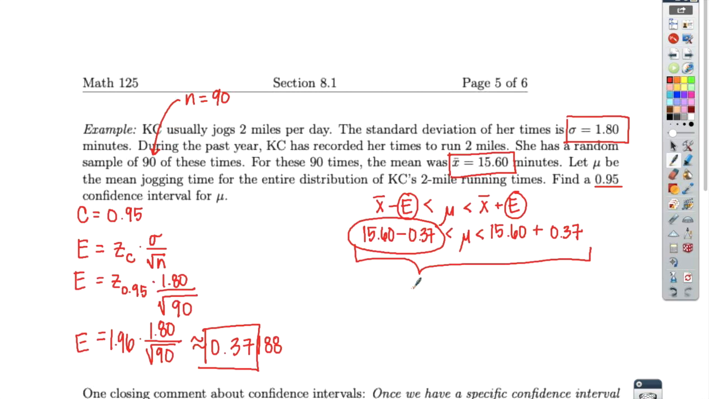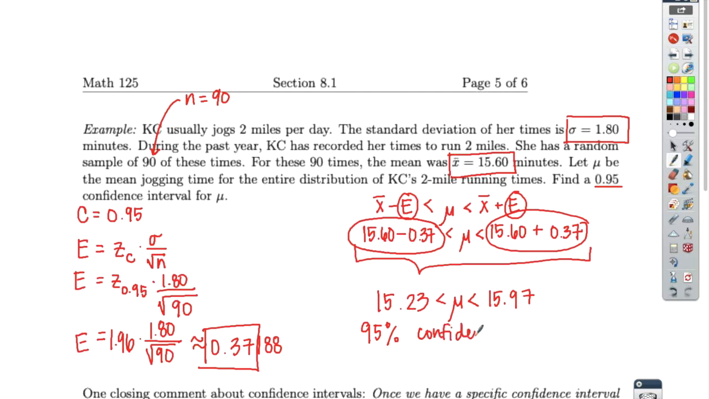15.60 minus 0.37. When I put that into my calculator, I get 15.23 is less than mu is less than, and on this side, adding those together, 15.97. So this is a 95% confidence interval. It's called an interval because I have two different values that give me a lower bound and an upper bound for my population mean.